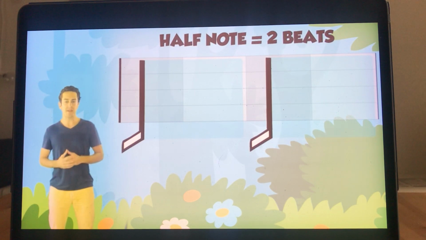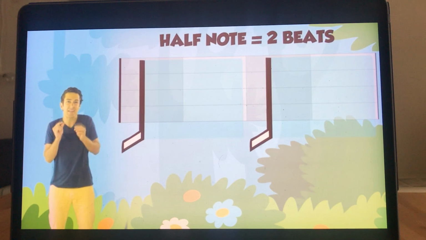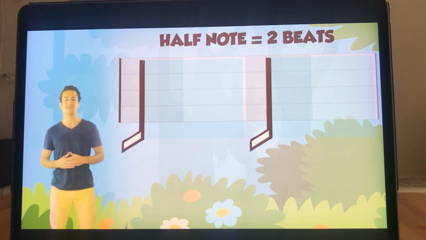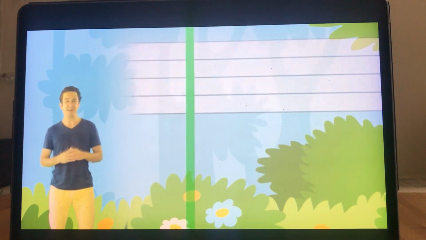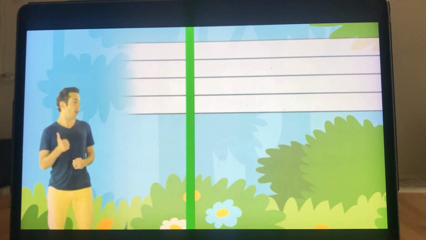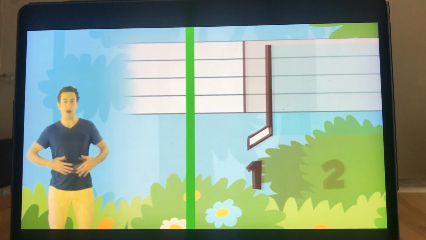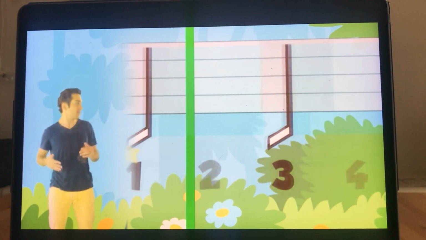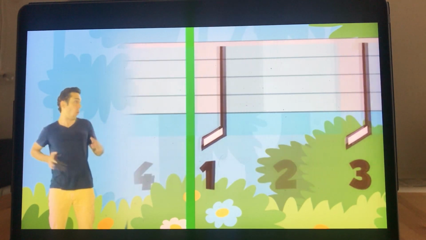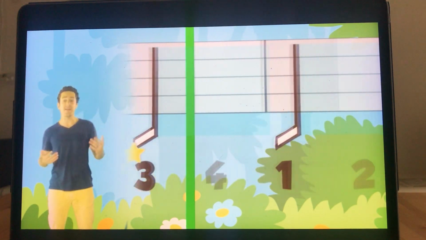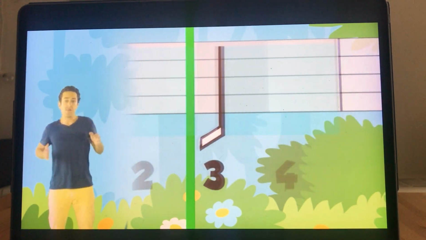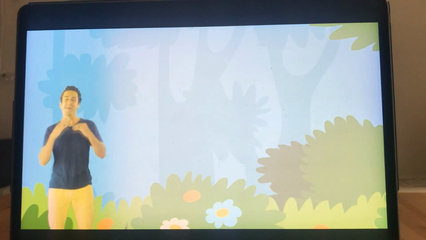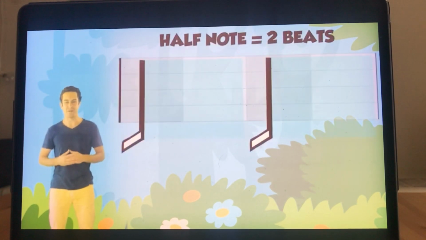So doing the same thing, we're going to have a nice loud 1 and 3, and then we're going to sort of silently count the 2 and 4 to help keep our place. So let's try playing with the half note. 1, 2, ready, go. 1, 2, 3, 4. 1, 2, 3, 4. Nice job with the half note.